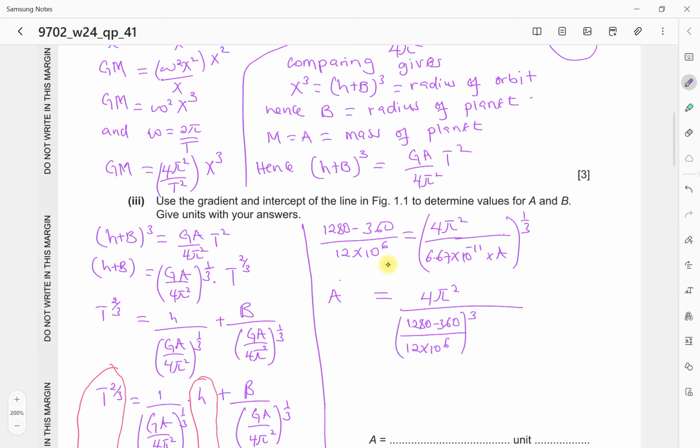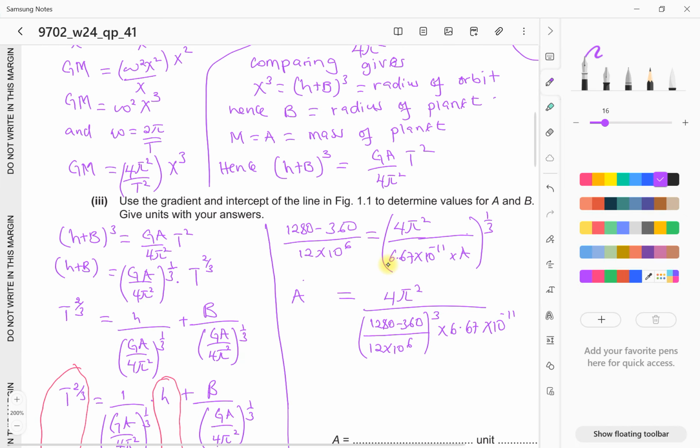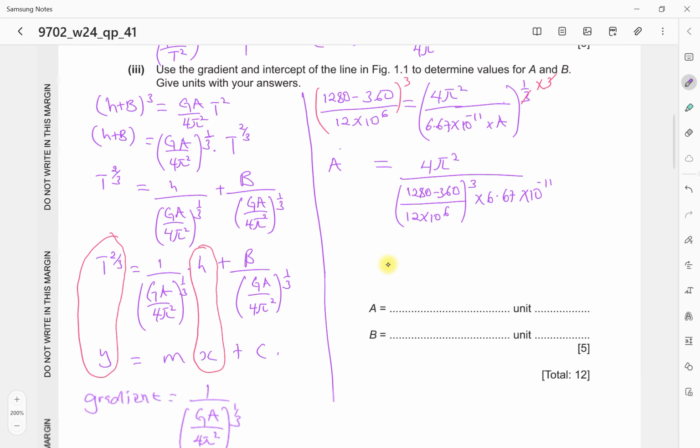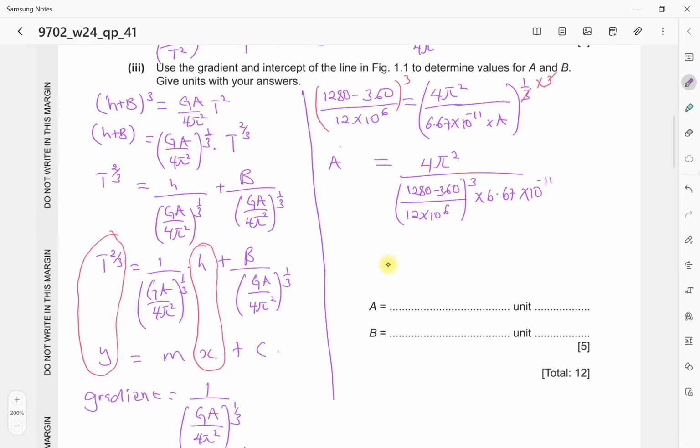then times 6.67 times 10 to the power of minus 11. What I did was multiply this side by the power of 3, the other side by the power of 3, so that this 3 cancels this one, and again I make A the subject. I did all this because I wanted to press my calculator just once.